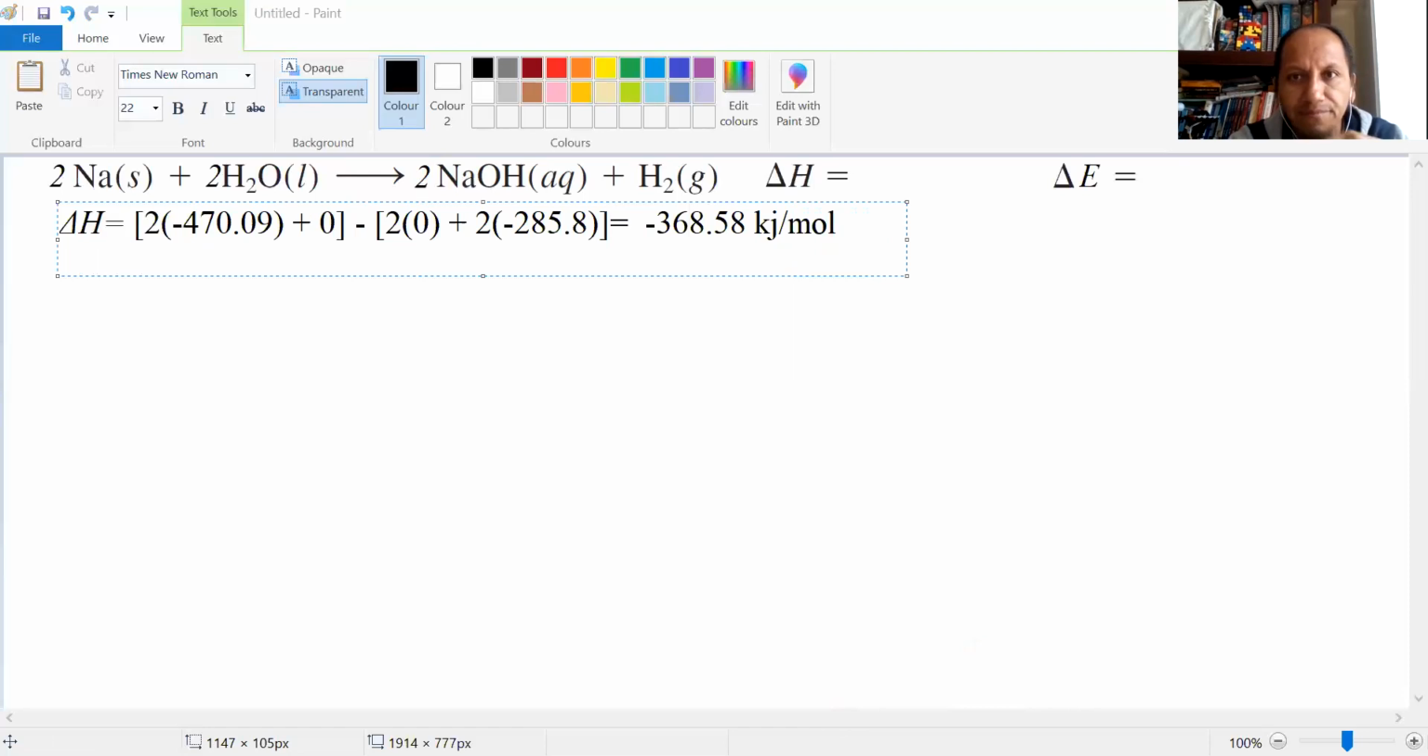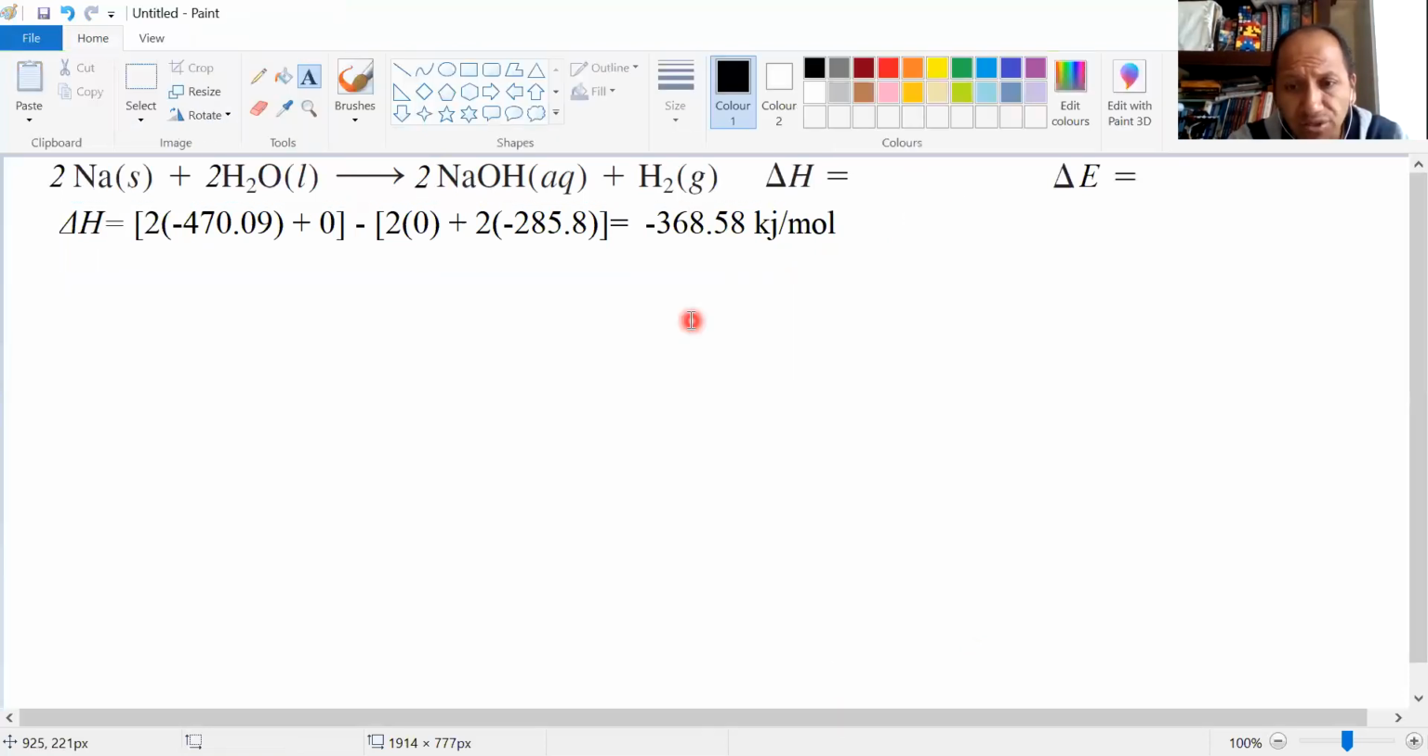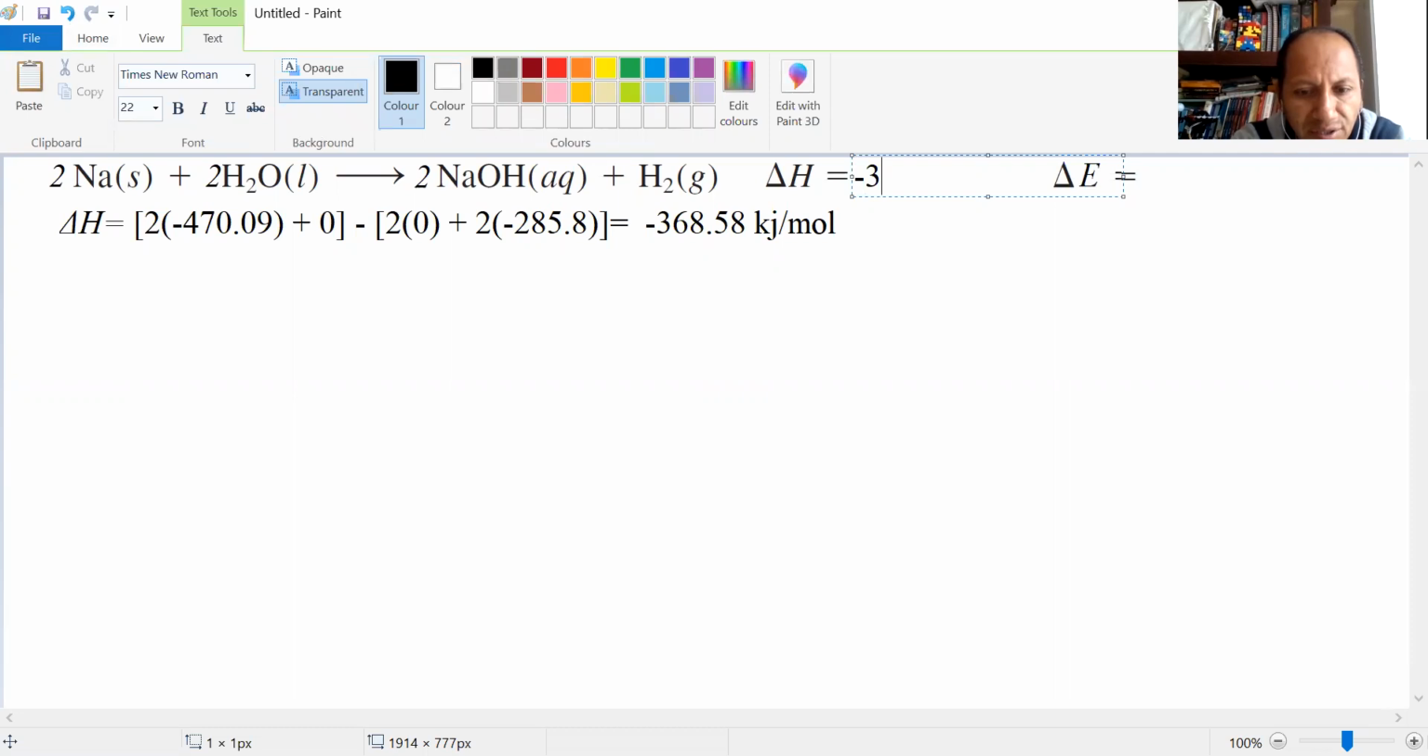Okay, now let's continue. Once you have that, you pass that value to the reaction. You copy it as it says, minus 368.58 kilojoules, right? Kilojoules over mole. Good. Now that you have that, since you solved that, it's pretty easy. Put it over mole, and it's done.